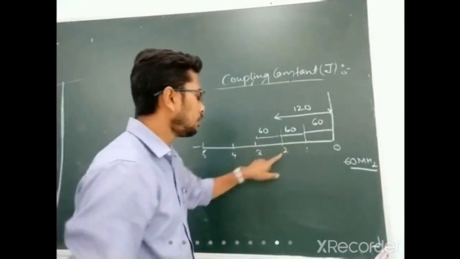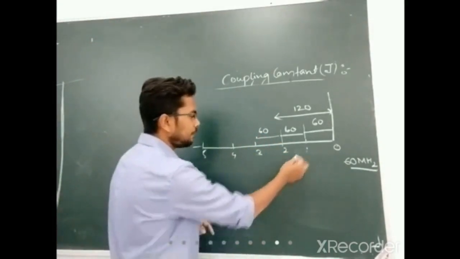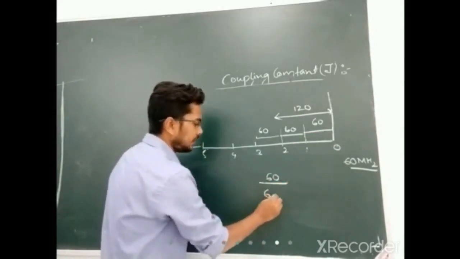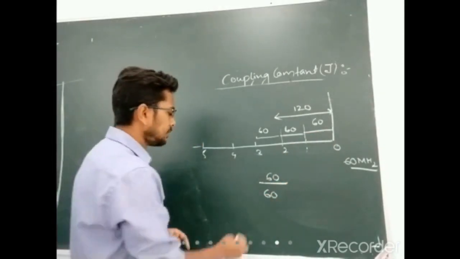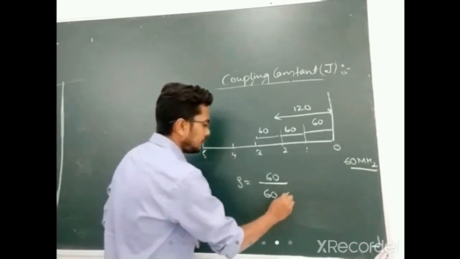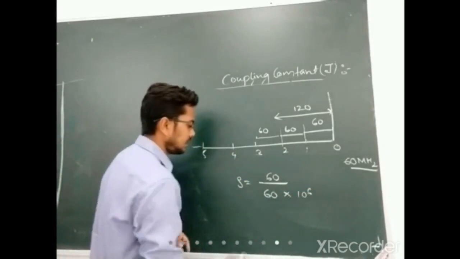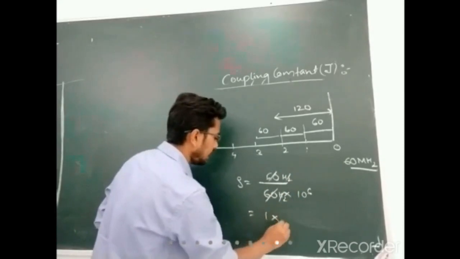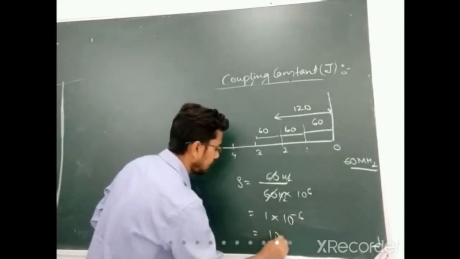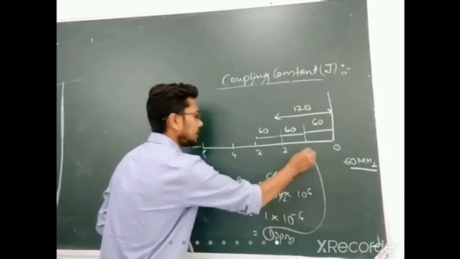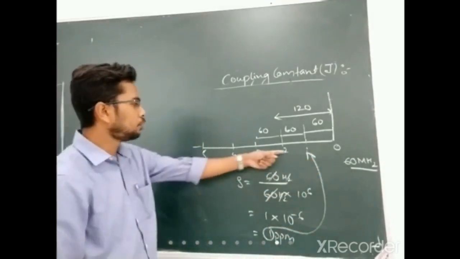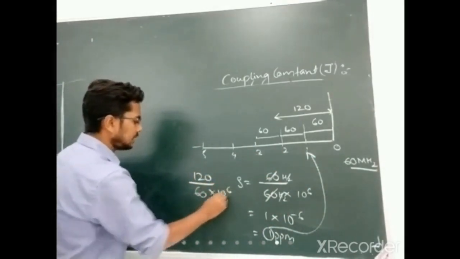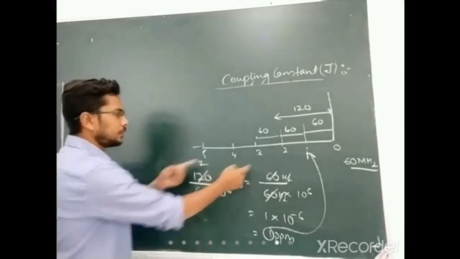So how do we get 1 or 2? We get 1 or 2 by the simple formula: chemical shift delta equals shift in hertz divided by the operating frequency, multiplied by 10 to the power 6. The shift is in hertz and the operating frequency is also in hertz, so hertz cancels. So 60 divided by 60 is 1, into 10 to the power 6, which is equal to 1 ppm. Similarly for 2, it is 120 divided by 60 into 10 to the power 6, which is 2, and that's why we get 2 here.